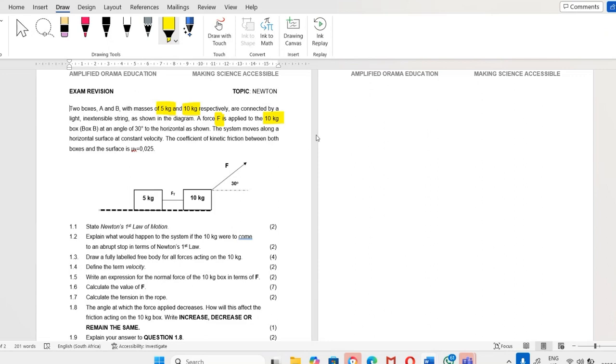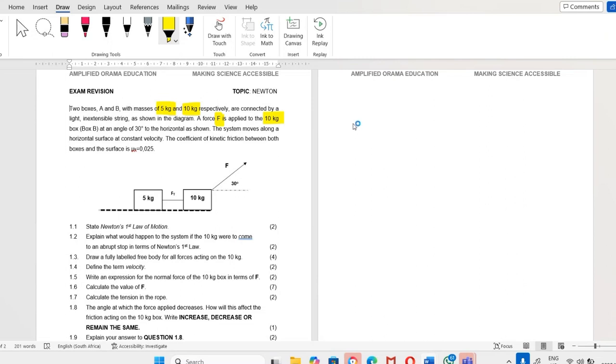The first question says we must state Newton's first law of motion, and the law states that an object will remain in a state of rest or uniform velocity unless it is acted upon by a net force.